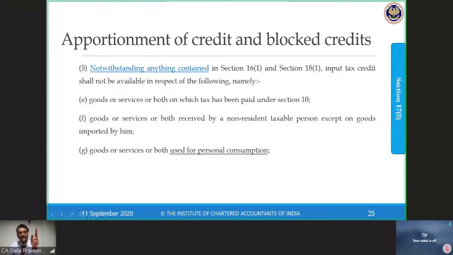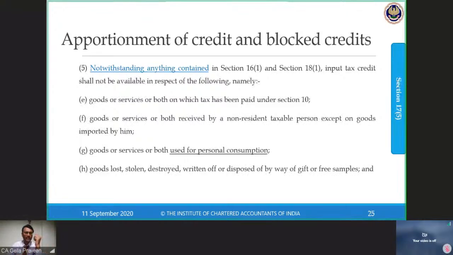Next, goods and services for personal consumption. In the process of business, as a proprietor, I use it partly for business purpose, partly for personal. As a universal principle, you cannot take ITC for that.